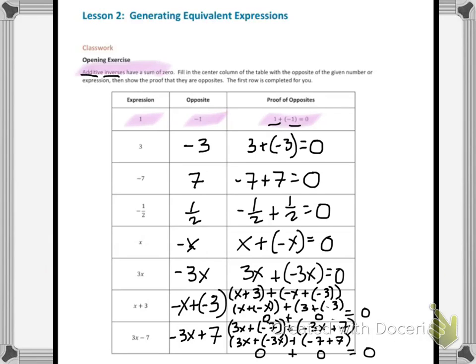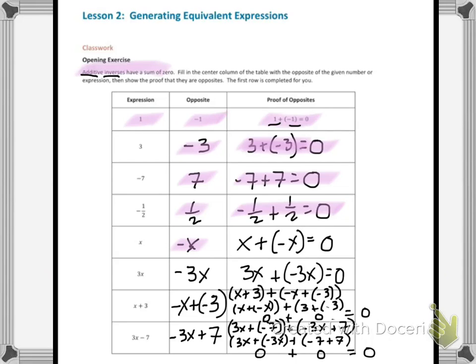Okay, so here we go. Let's go ahead and correct this opening classwork. Pretty simple up at the beginning. Opposite of 3 is -3, and the way you prove it is just 3 plus -3 equals 0. Writing a proof: opposite of -7 is 7. -7 plus 7 equals 0. Opposite of -1/2 is +1/2. Add -1/2 plus +1/2, you get 0.